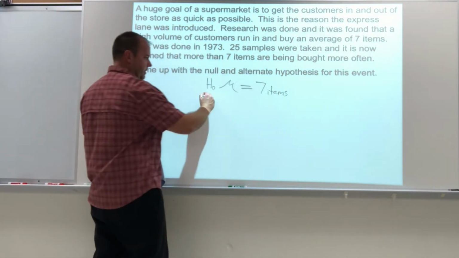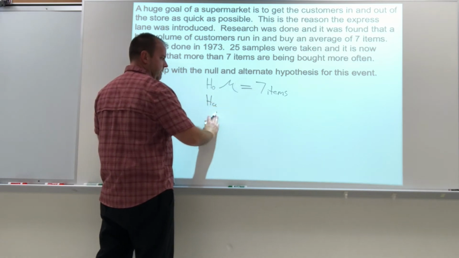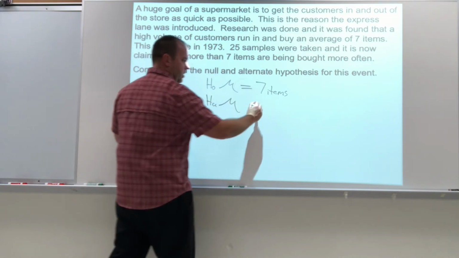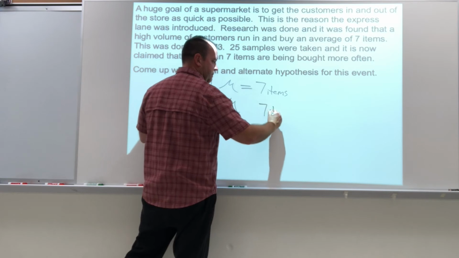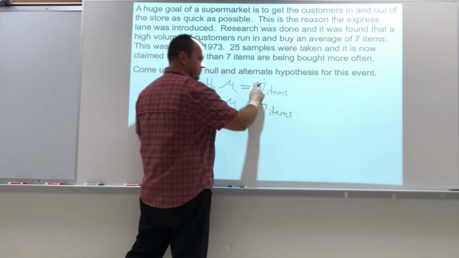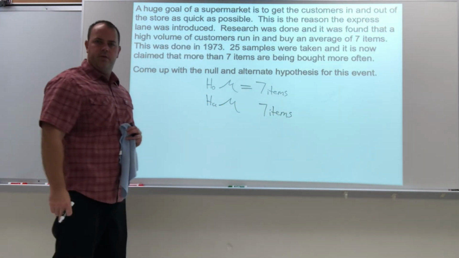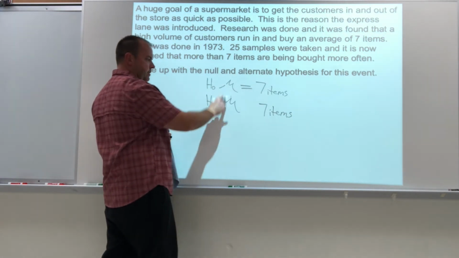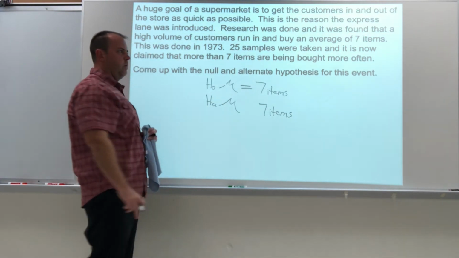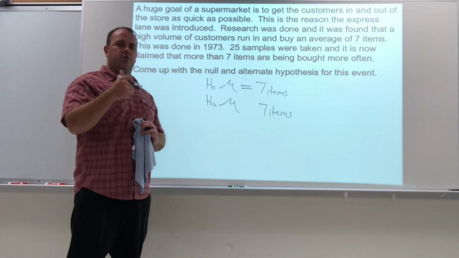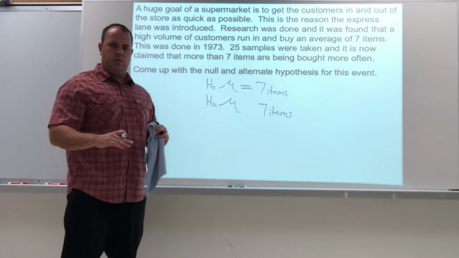Now our alternative. All this stays the same. The same value should always be in both. The symbol, it's both averages. We have H0 and HA, so we know which is which. Now we have to decide, greater than, less than, or not equal to.